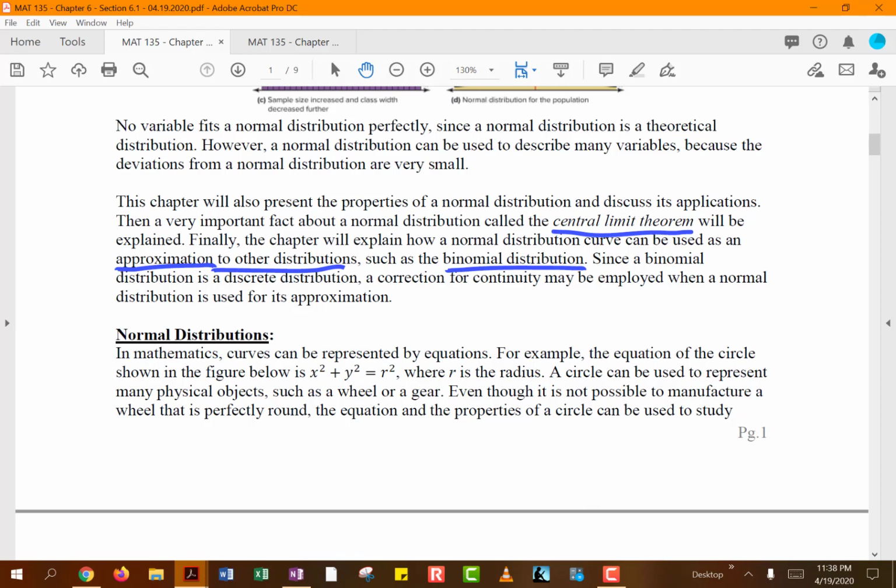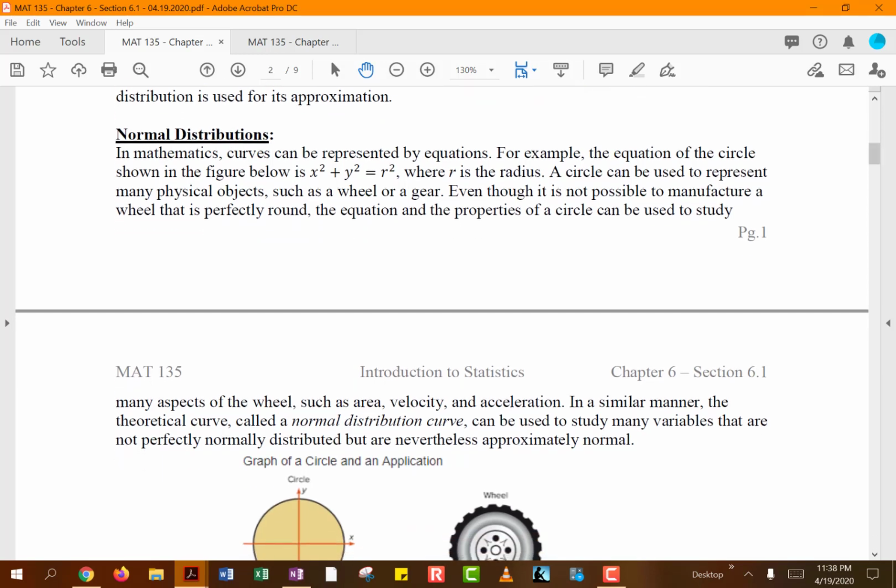Okay, so let's get into our discussion of the normal distribution. In mathematics, curves can be represented by equations. Think about the equation of a circle: x squared plus y squared equals r squared, where r, of course, is the radius of your circle. We can use this concept of a circle to represent a wheel or a gear.